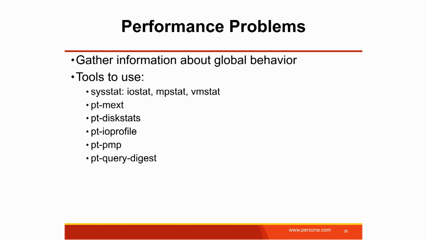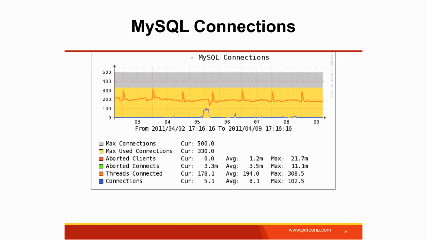Other tools that we can use are Sysstat, iostat, mpstat, vmstat, pt-mext, pt-diskstats, IOprofile, PMP, and pt-query-digest. I'll go through them, but I'll skip some of the less important ones. Sysstat is probably well known, as are iostat, mpstat, and vmstat. They look at IO statistics, CPU statistics, and virtual memory, or more global statistics. This is part of the Percona Toolkit, and I'll show you some of them really quickly. But first, some graphs.